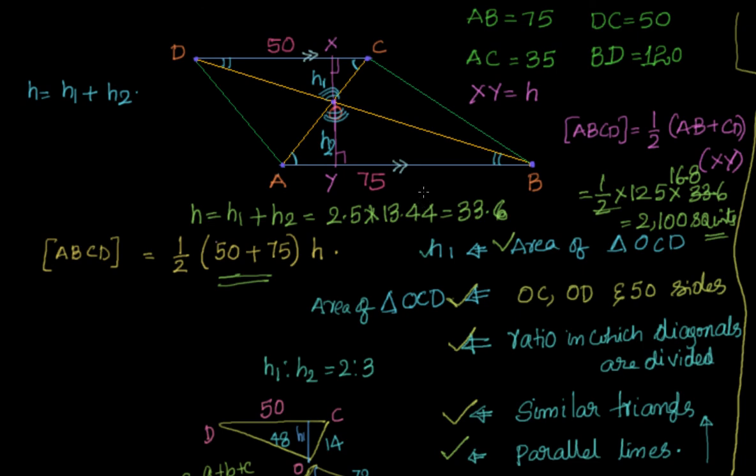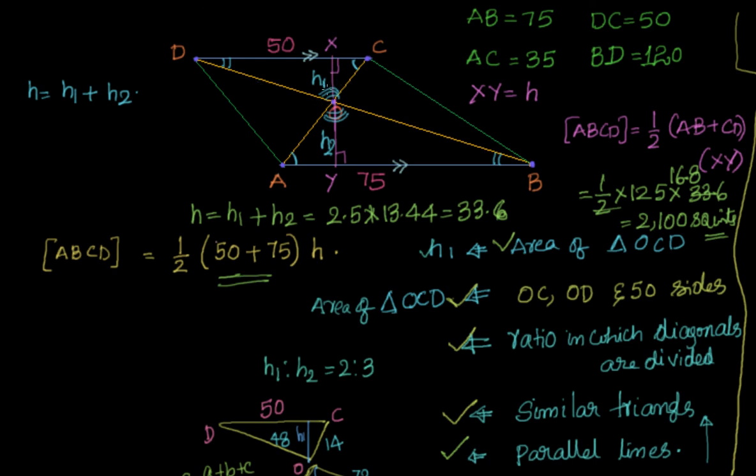We know the formula for the area of the trapezium is half into the sum of the parallel sides, or sum of bases, into height, or altitude, or the distance between the two parallel lines AB and CD. Now we know the bases but we don't know the height. So to find the height, I divided it into two parts, H1 and H2. So I should know H1 and H2.